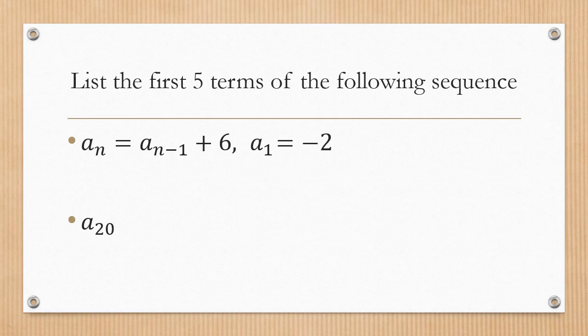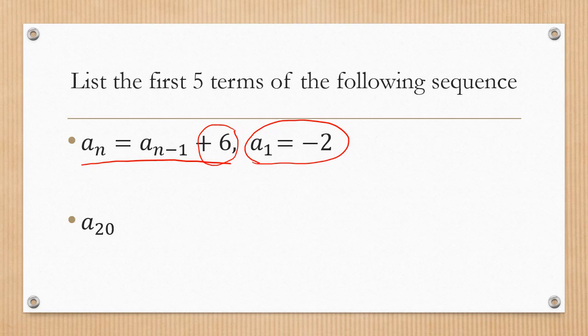Let's take a look at this example where we have to list the first 5 terms of the sequence, and the sequence is a sub n equals a sub n minus 1 plus 6, and the first term is negative 2. So this is the recursive rule because a sub n depends on a sub n minus 1, which is the previous term. So in this case, I know that the first term is negative 2, and I know that the common difference is 6.